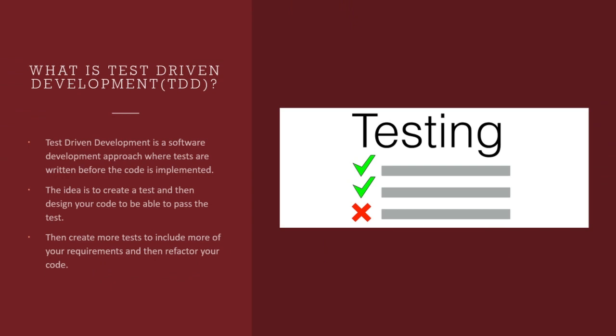What is test-driven development? Often referred to as TDD, test-driven development is a software development approach where tests are written before the code is implemented. The idea behind this system is to create a test that will fulfill your requirements, and then by writing your code to accomplish that test, you are fulfilling your requirements. Then, after you have successfully passed your first test, you can move on to creating more tests that will fulfill more of your requirements and therefore progressing and improving your project.